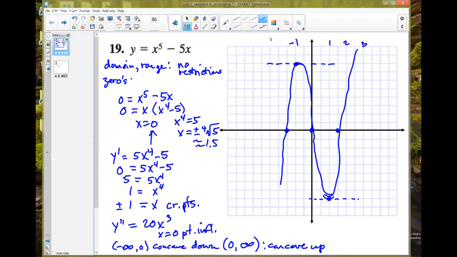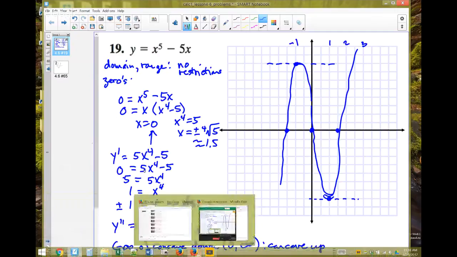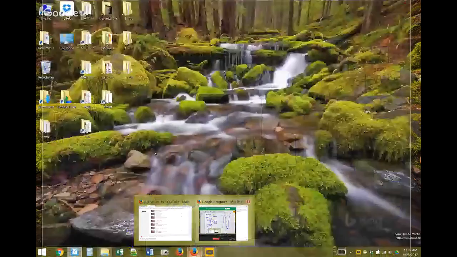Now, let me see if I can switch here. We'll try to load up Desmos.